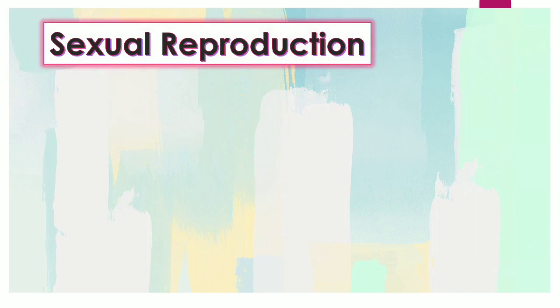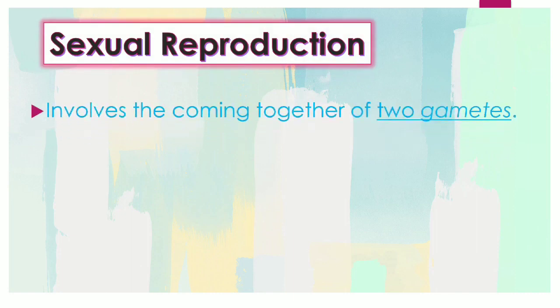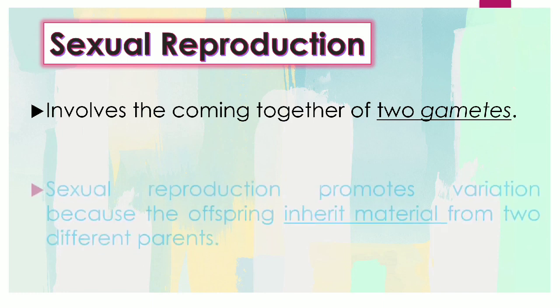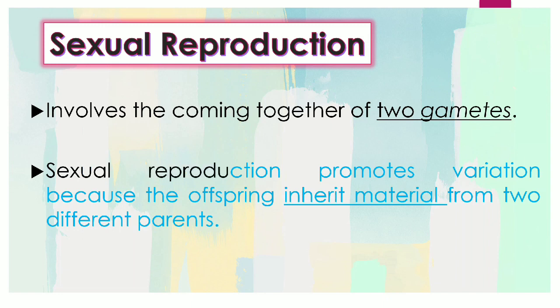The second type of animal reproduction is sexual reproduction. Sexual reproduction involves the coming together of two gametes. Gamete is a term given to a sperm or an egg cell. So the female and male gametes, or cells, fuse together to form a new individual. Sexual reproduction promotes variation because the offspring inherit material from two different parents.